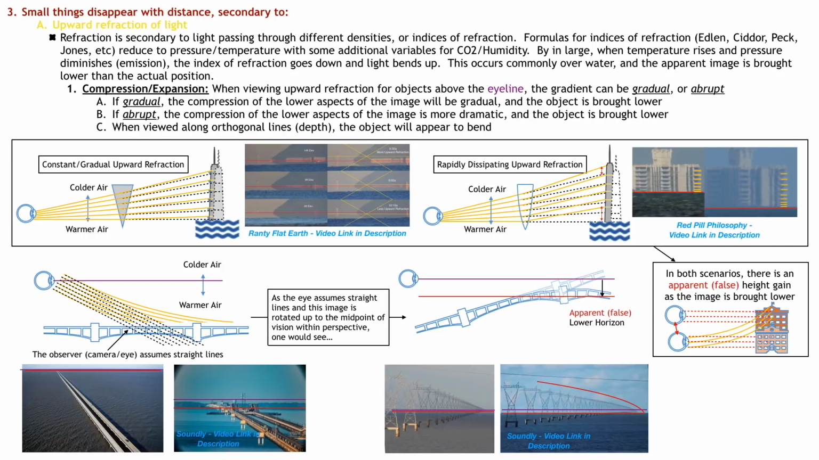And this occurs commonly over water, and the apparent image is brought lower than the actual image when there is an emission phenomenon. In other words, when there is a warmer layer above the water because of the specific heat of water typically giving off heat during the day and absorbing during the night, when it's giving off heat during the day, many times you will observe upward refraction across water, and your eye straightens that image out to create straight lines or assume straight lines, and so you bring that image down.